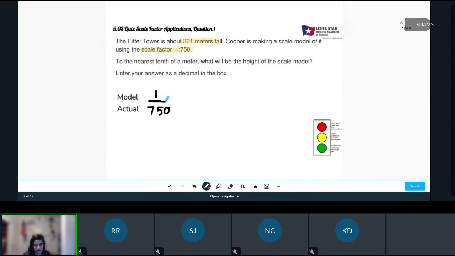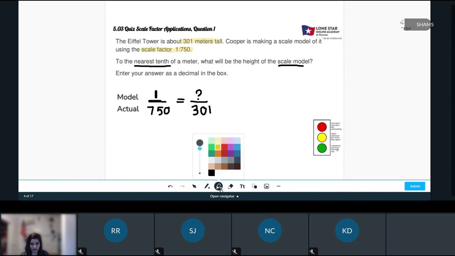We also know the Eiffel Tower is 301 meters tall. This is the actual height, right? 301 is the actual height of the Eiffel Tower. Goes here for actual. The question says to the nearest tenth of a meter, means 1 decimal place. What will be the height of the scale model? You want the height of the Eiffel Tower in Cooper's model.